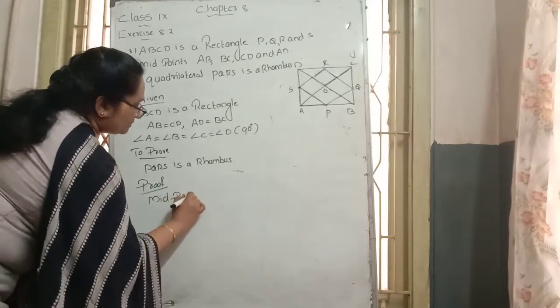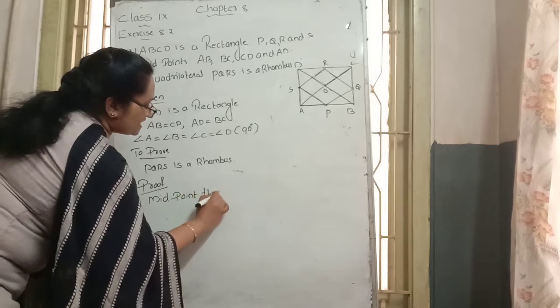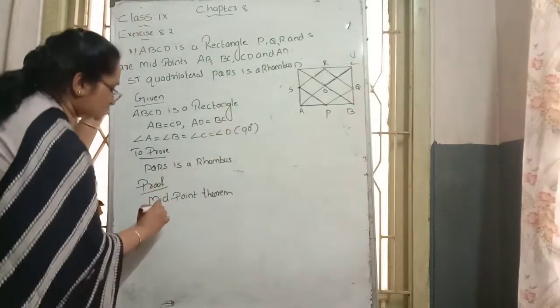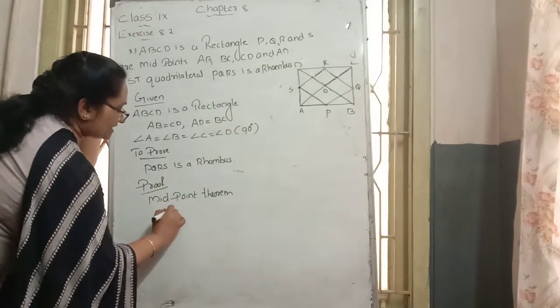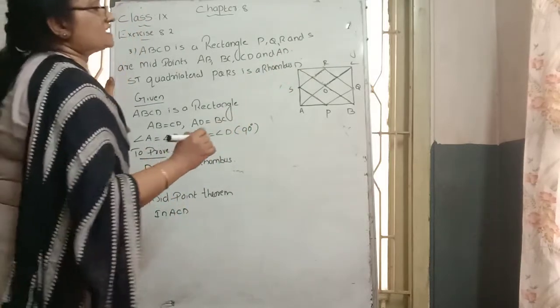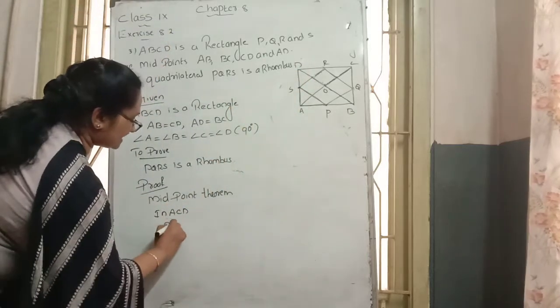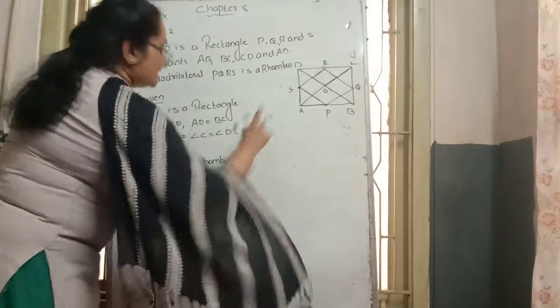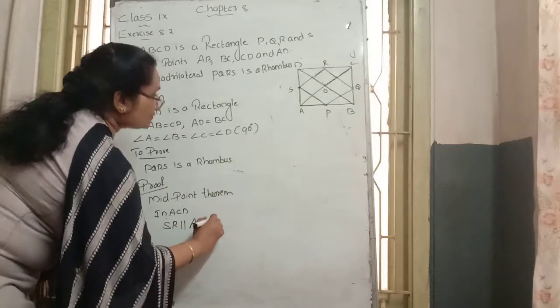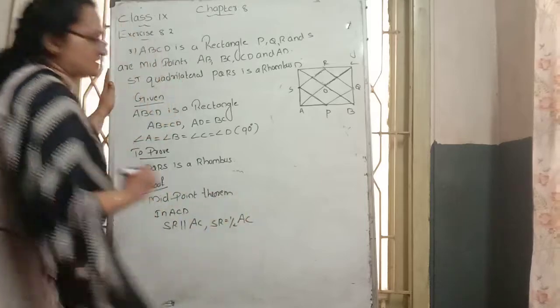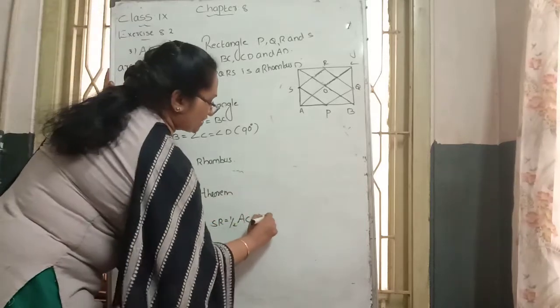Applying the midpoint theorem, with respect to triangle ACD, side SR is parallel to side AC, and SR is half of side AC. Mark it as equation 1.